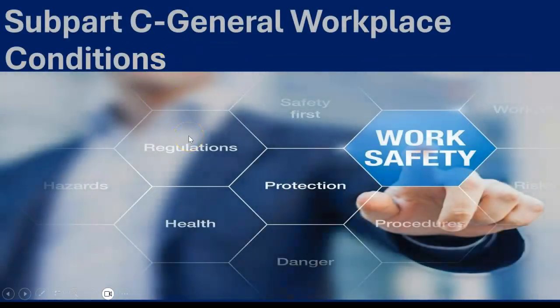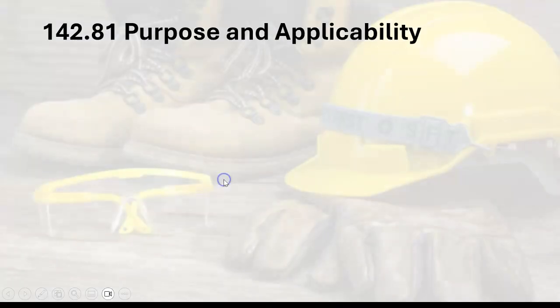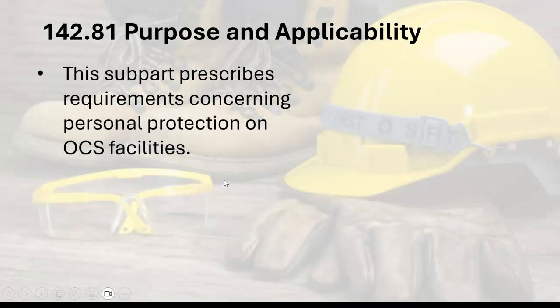All right, now we'll get into Subpart G, which is general workplace conditions. The purpose and applicability of this subpart is prescribed requirements concerning personnel protection on OCS facilities.